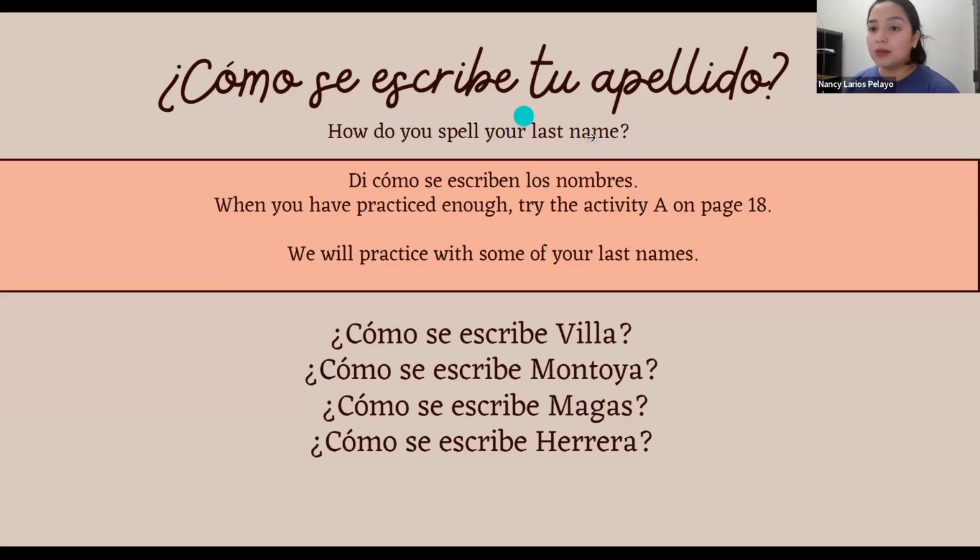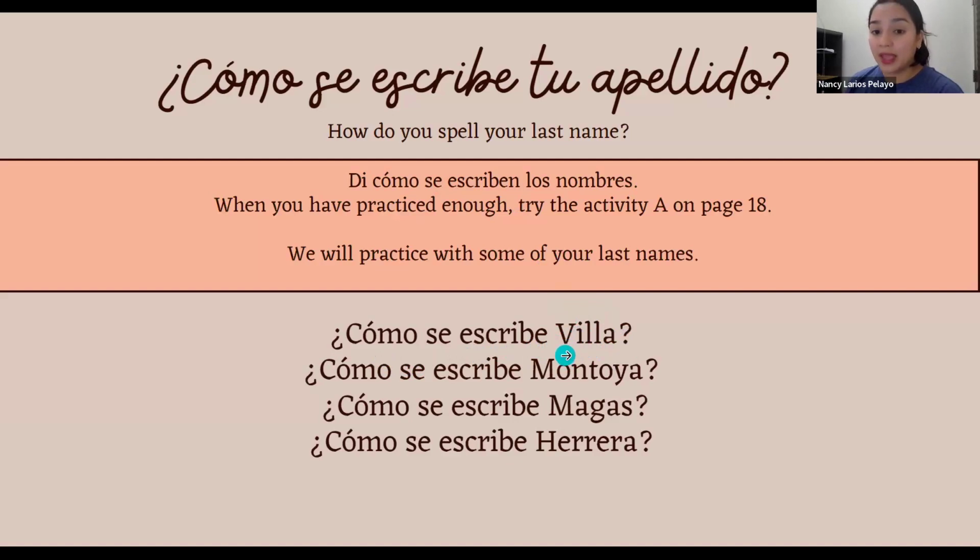Well, mi apellido, my last name, se escribe Larios, right? Larios. If I were to spell Pelayo, mi apellido se escribe Pelayo. Okay. So here, right? Di cómo se escriben los nombres. So you're gonna have some practice, like on page 18, activity A, right? ¿Cómo se escribe Villa? How do you spell Villa? Right? Instead of saying Villa, vamos a decir, ¿cómo se escribe Villa?